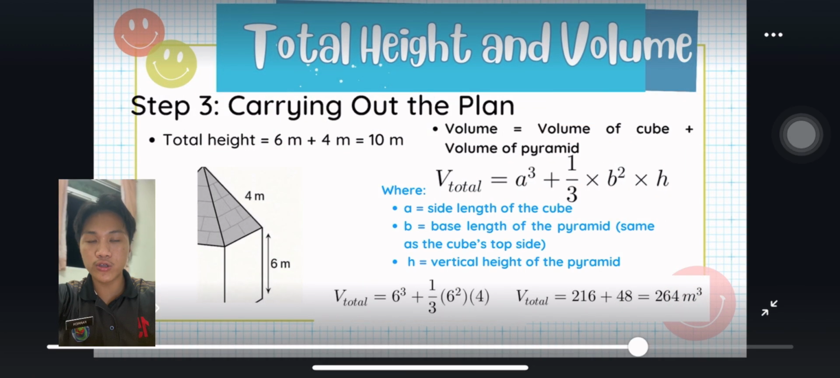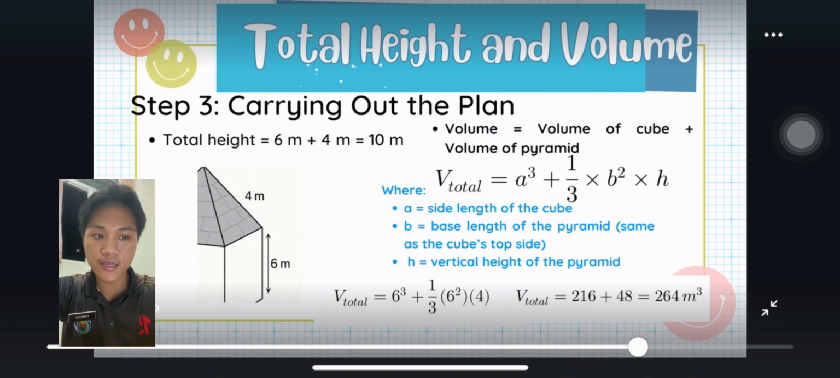Now we're going to move on to total height and total volume. But first, let's look at the height. The bottom part is a cube with a height of 6 meters, and the top part is the pyramid, which has a vertical height of 4 meters. So the total height is those two added together: 6 meters plus 4 meters equals 10 meters. Simple, right?